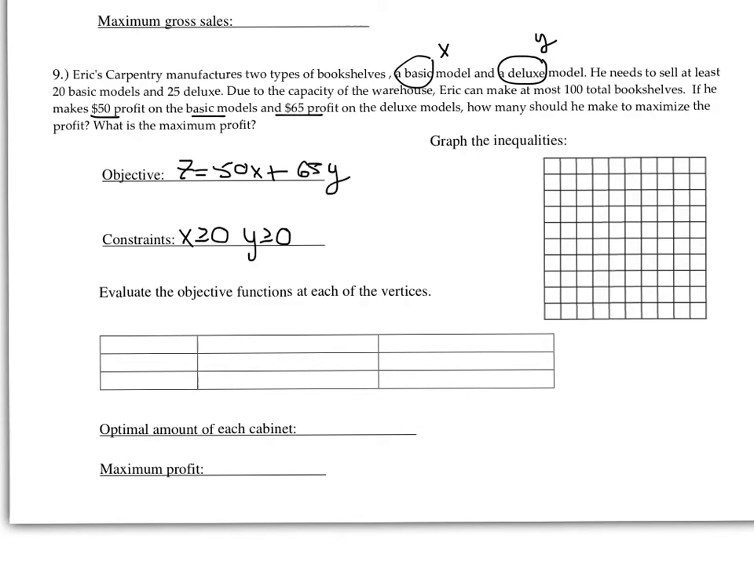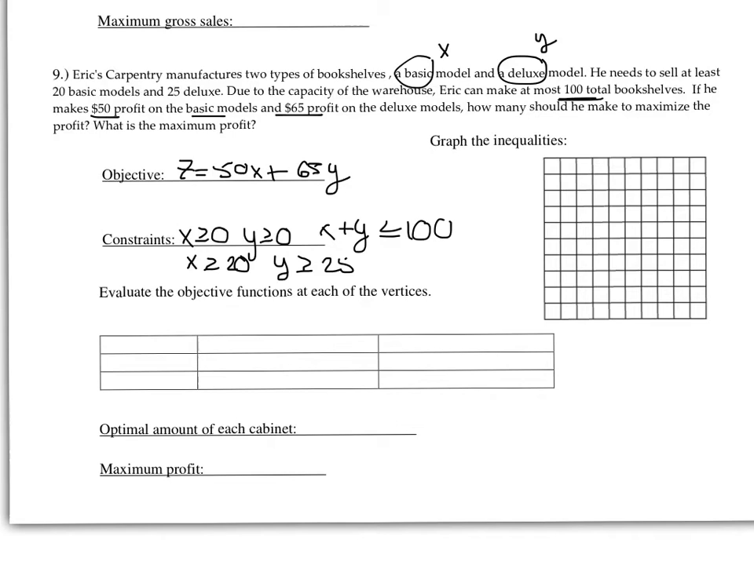And now let's identify the rest of our constraints. I cannot make more than 100 bookshelves, right? That's how many I'm going to make. So one of them has to be X plus Y less than or equal to 100. And then it tells us he needs to sell at least 20 basic models and 25 deluxe. So meaning I want to do more than 20 and more than 25, right guys? Do you see that? So X has to be greater than or equal to 20, and Y has to be greater than or equal to 25. So now I just identified all of my constraints.